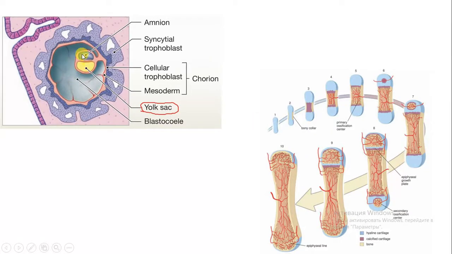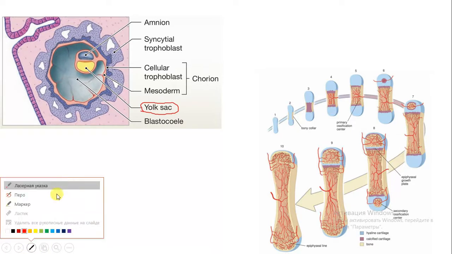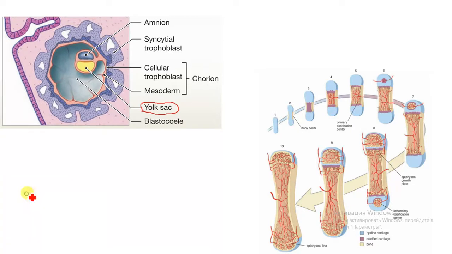You remember this embryo. This is the trophoblast around, and this is the embryoblast. The embryoblast is composed of amnion, yolk sac, and mesoderm between them. I'll try to draw it. This is the amnion, this is the yolk sac, and between them we have mesoderm. Around we have the trophoblast, with all its components, like the blastocyst, the extraembryonic mesoderm, the cytotrophoblast and syncytiotrophoblast. But now our attention is concentrated on this yolk sac.